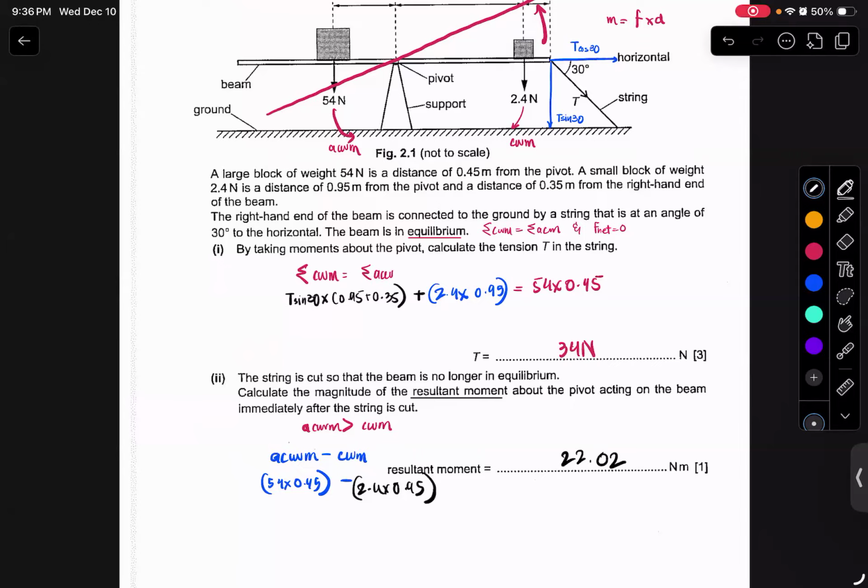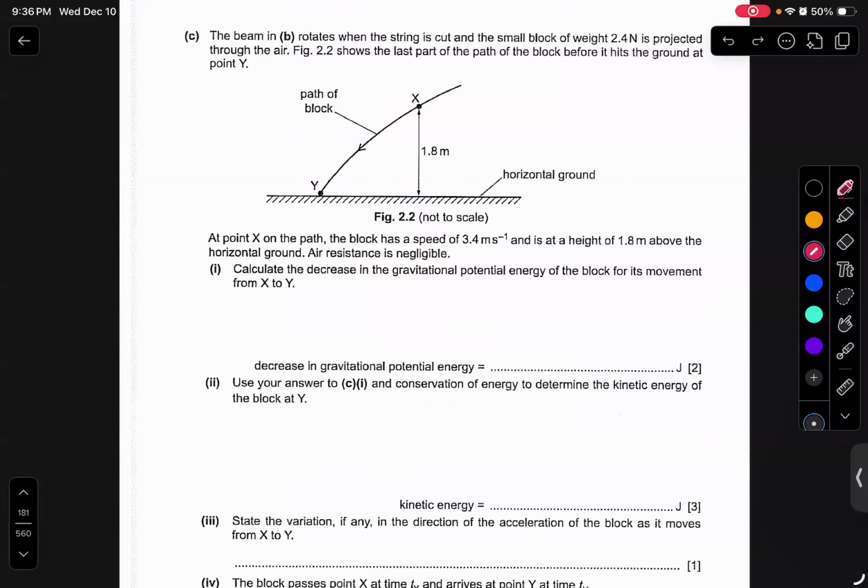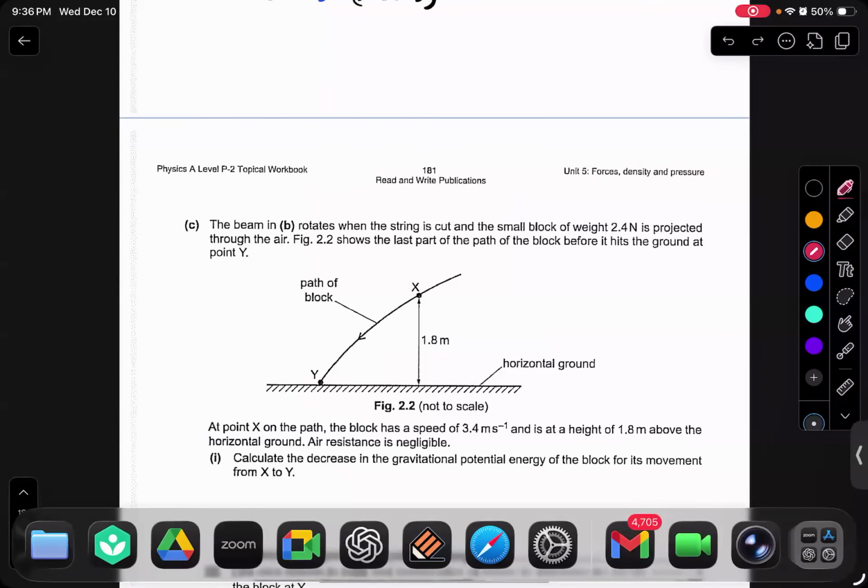22.02, anti-clockwise. This is the net moment. So the net moment is 22.02 newton meter towards the anti-clockwise direction. And you will have to attach the string to make it balance out again. Sounds good. Any questions? Should I move on?